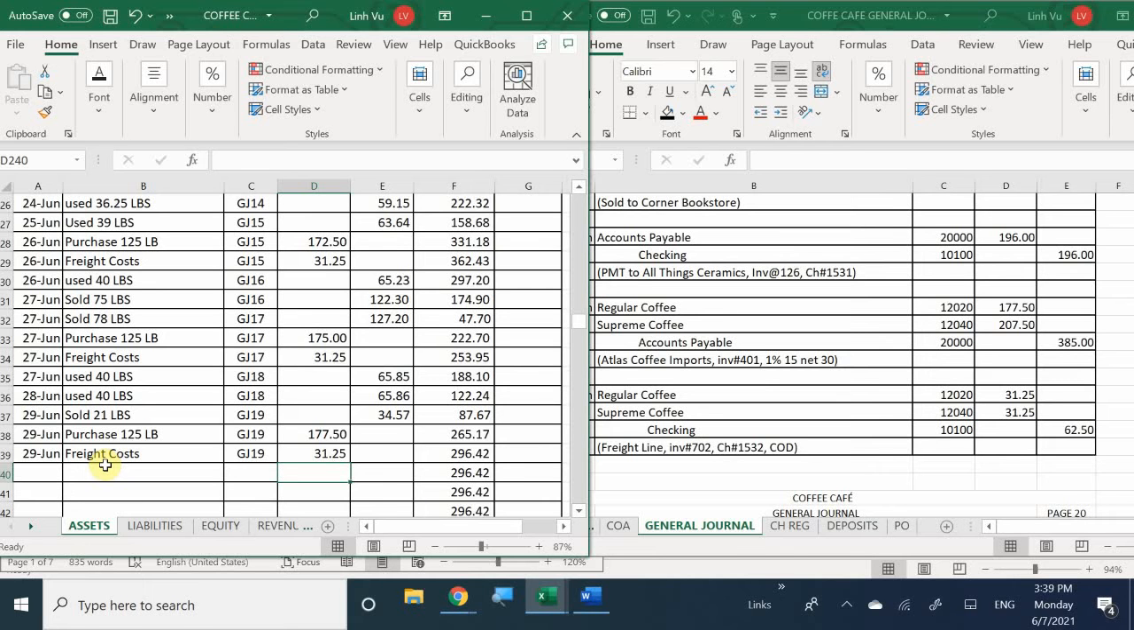Which brings our running cost to $296.42. Yes. 296.42. Yeah, okay.